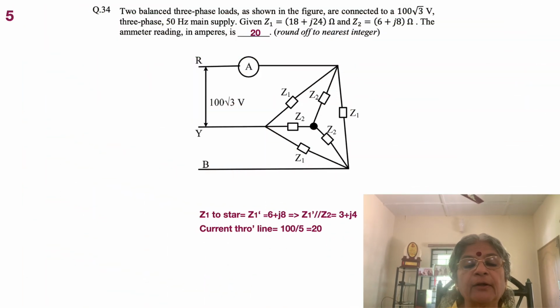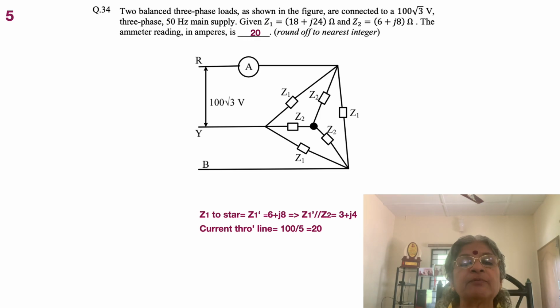Here we have both the star and delta configurations connected to a three phase source with line to line voltage 100 angle root 3, and there's an ammeter there. We can see that all the quantities, be they in star or delta, are equal. For instance, Z1 is the delta quantity and Z2 happens to be the star quantity. So the impedance is star. Two balanced three phase loads, as shown in the figure, are connected to a 100 by root 3. That root 3 is supposed to be removed because it will give you what is called the phase voltage, if required.